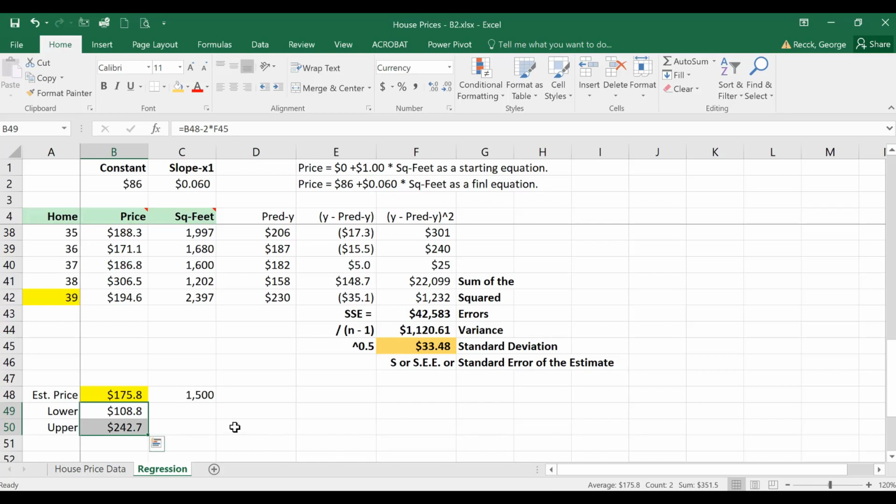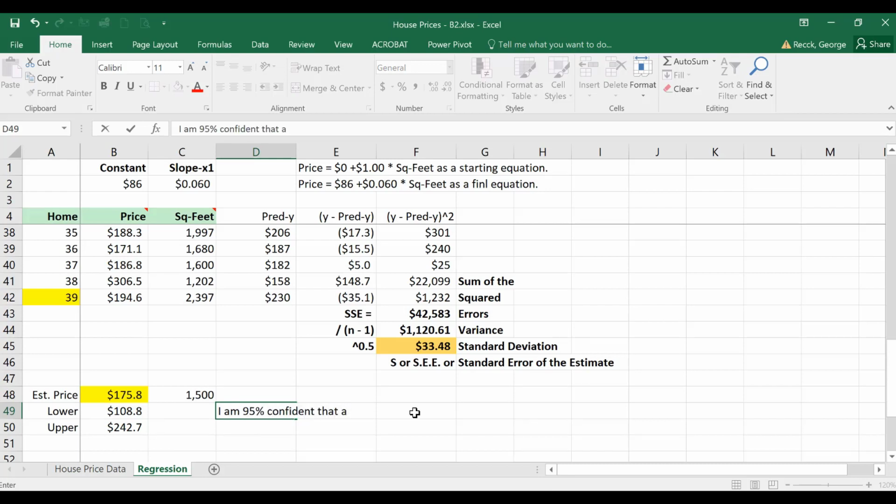So my tagline here is, I am 95% confident that a 1,500 square foot house should sell between 108.8 thousand and 242.7 thousand.